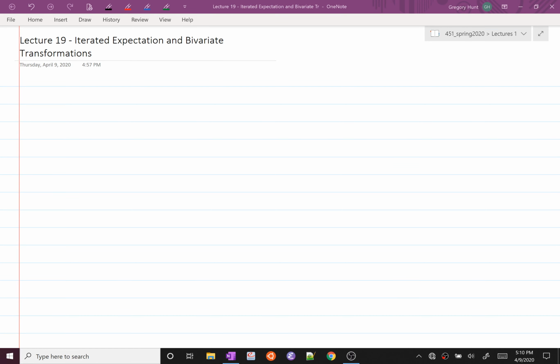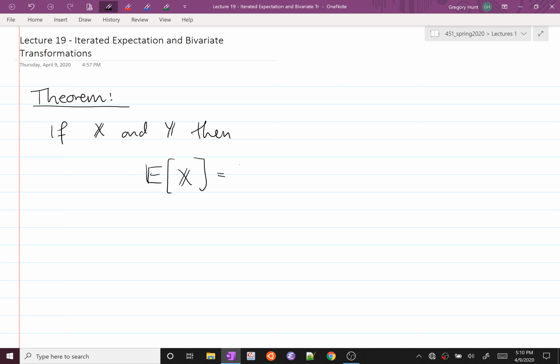We're going to start today's lecture reviewing the theorem of iterated expectation that we talked about at the end of last time. So the theorem, as written out, was that if we have two random variables, X and Y, then the expected value of X is the same thing as taking the expected value of the expected value of X given Y. And this is called the iterated expectation.